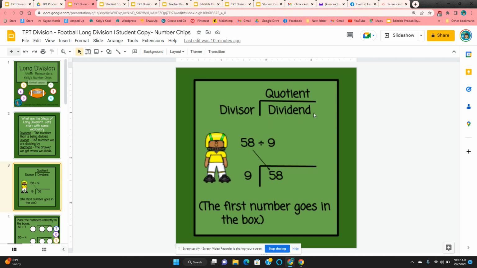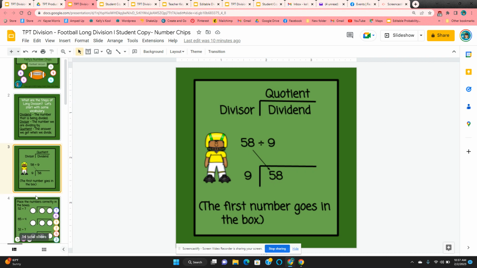So the dividend is the number being divided. The divisor, it's what is being divided by. And the quotient would be the solution or the answer. So if we have 58 divided by 9, the 58 is going to go inside the box or inside the house. What it's divided by, the divisor, will go outside. So that very first number goes in the box.